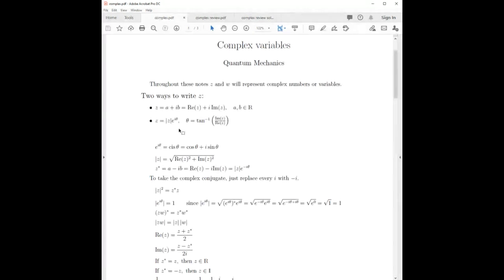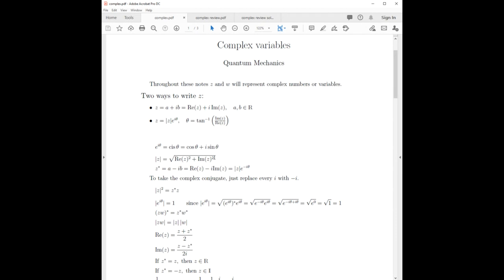So in our e to the i theta, we could write this as modulus of z times cosine of theta plus modulus of z times i sine of theta. And so modulus of z cosine of theta is the real part. Modulus of z times sine of theta is the imaginary part. We know that cosine squared plus sine squared is equal to 1. So the modulus of z squared is real part of z squared plus imaginary part of z squared. So the modulus of z is the square root of that.